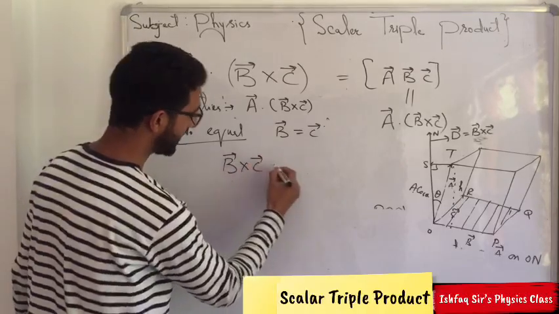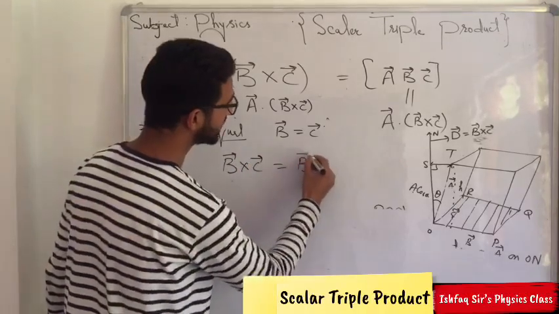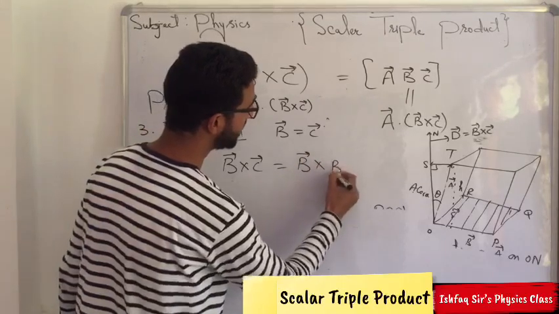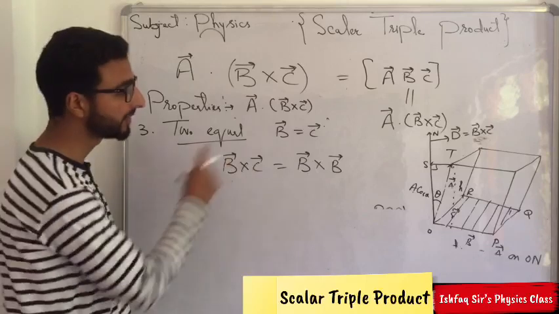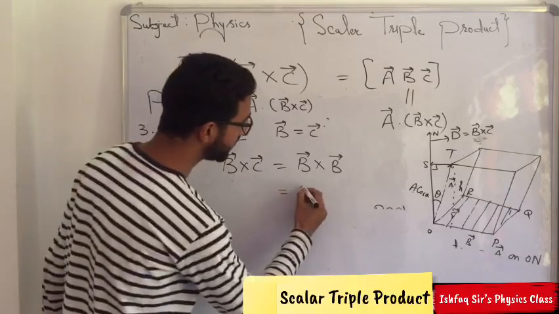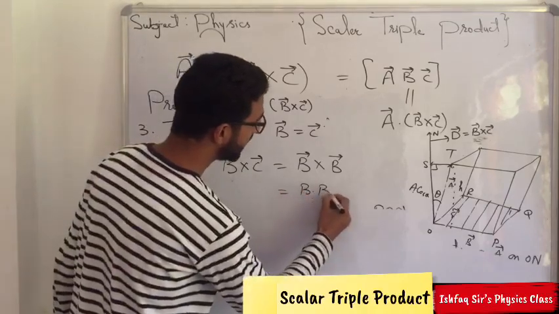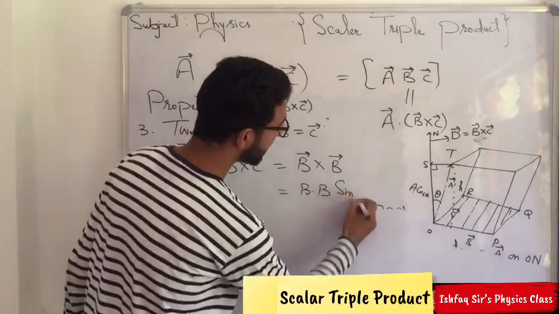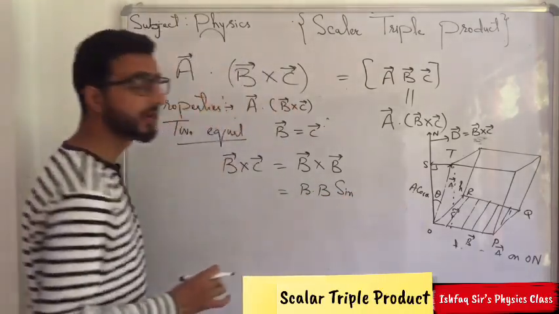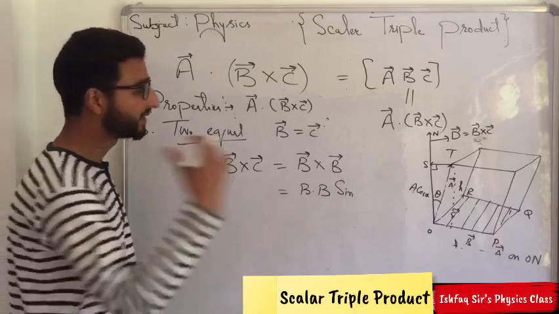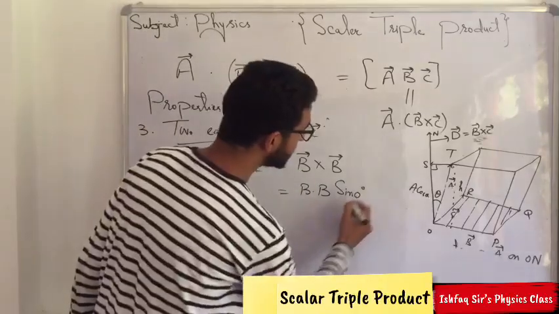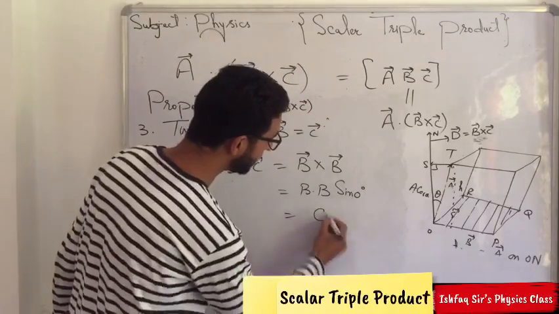B cross C. Let me write it, since the two vectors are equal, so let me write B cross B. You must remember, I told you this property in cross product as well. What is B cross B equal to? This is magnitude of B, magnitude of B and sine of the smaller angle between B and B. And you also know the angle between B and B is equal to 0 degree. So sine 0 is 0. Again this term will be equal to 0.